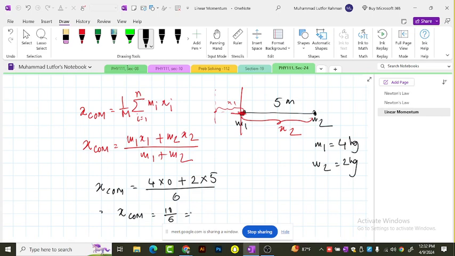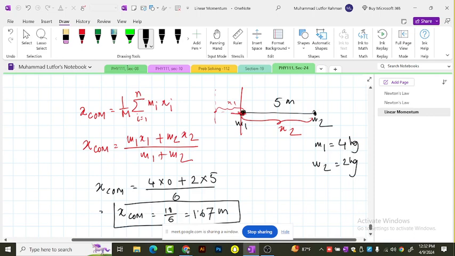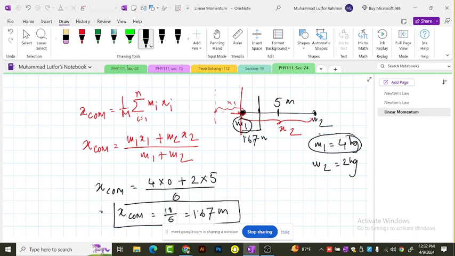So it should be 1.67 meter. 1.67 meter means from where? From the location of this m1, right? I choose this as my origin. This is 2.5 at the middle point, so 1.67 probably over here. So this should be the center of mass. This is 1.67 meter, which is closest to the bigger mass, because m1 is the 4 kg. That's why the center of mass of this object would be over here, right?